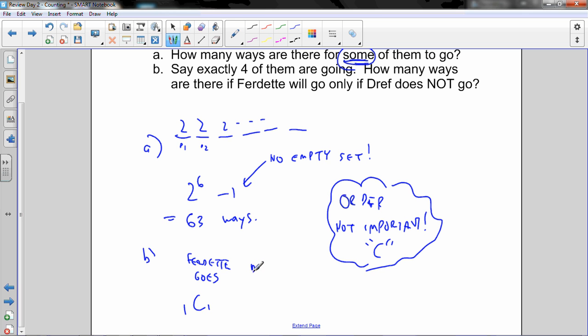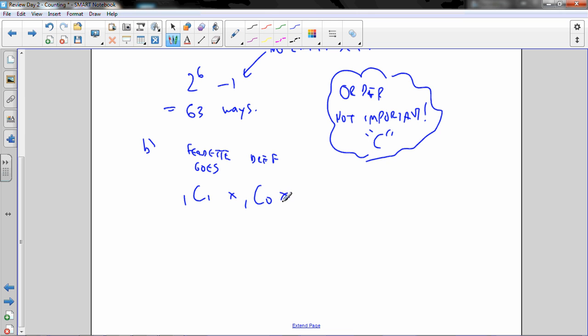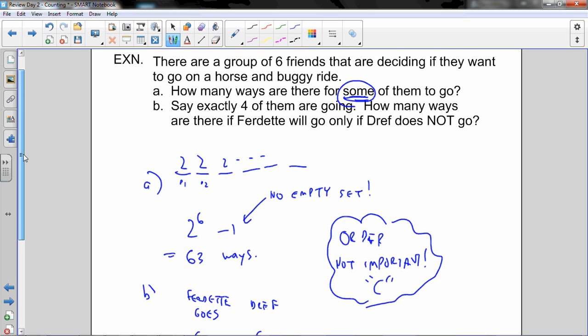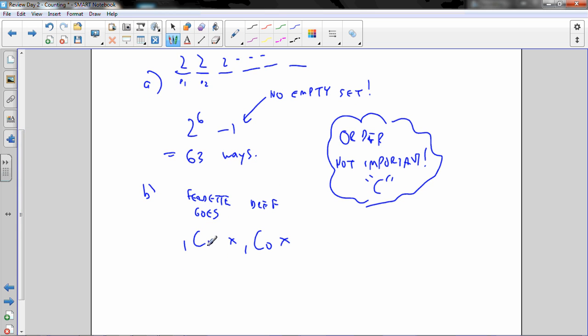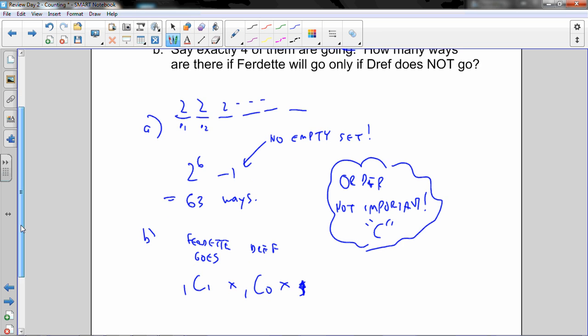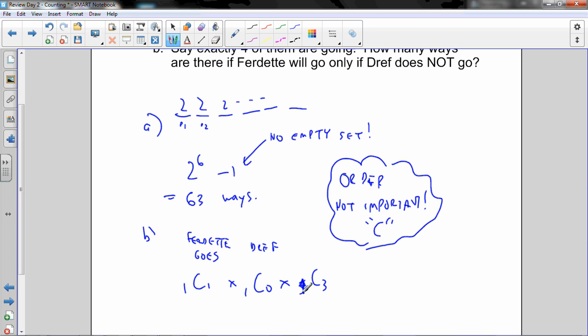And then that means Dreff can't go, right? So Dreff, there he is. Poor old Dreff gets left out rather. And now, how many are left over? Well, there's 6 friends altogether, and 1 spot's taken up already. So there's, how many is there? 1, 2, I guess there's 4 people left, and we have to pick 3 of them, right? So 4 people, this is to fill in the rest of the spots.